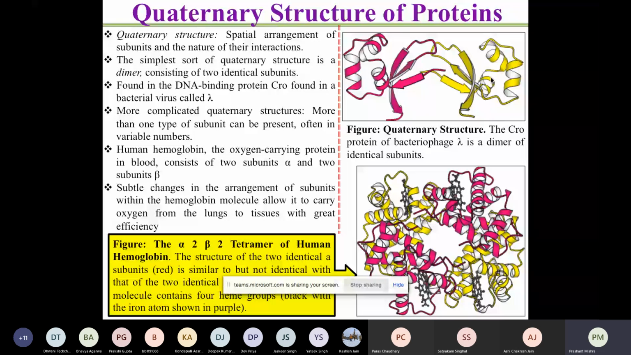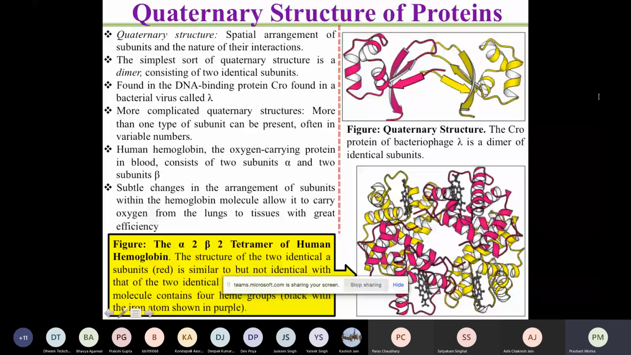The more complicated quaternary structures are where more than one type of subunit can be present, often in variable numbers. So what it means is that one simplest structure could be that in a quaternary structure, two tertiary structures or two subunits having similar structure interact with each other. So we call them two subunits having similar structures. Now it is also possible that there are different types of structure at the tertiary level and they start interacting. The example is given on the right hand side, bottom side.